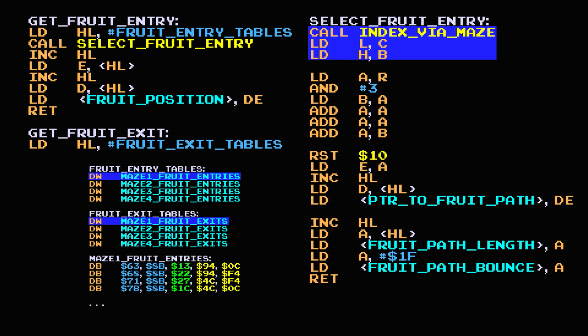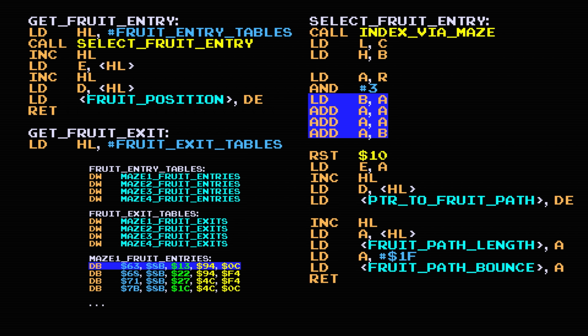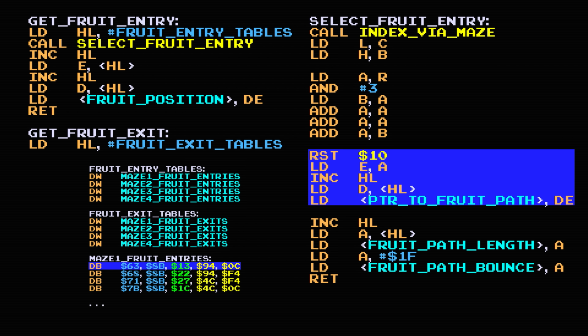currently being played. Once we know what maze we're on, a random number is fetched from the R register again and logically ANDed with 3, which results in a number between 0 and 3. This gets multiplied by 5 in order to get the possible numbers of 0, 5, 10, or 15. This is because the entries into the path tables are 5 bytes long. The next block of code indexes into the table by this offset and copies the first 2 bytes, the pointer to the path data itself, to a particular memory address to be accessed later.